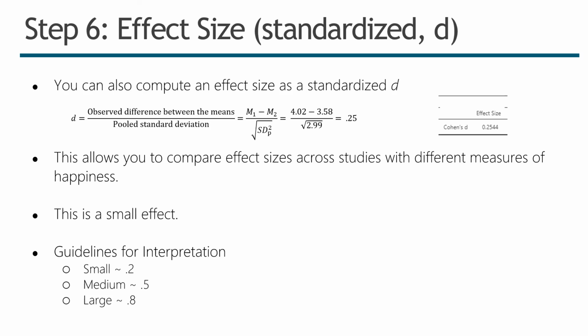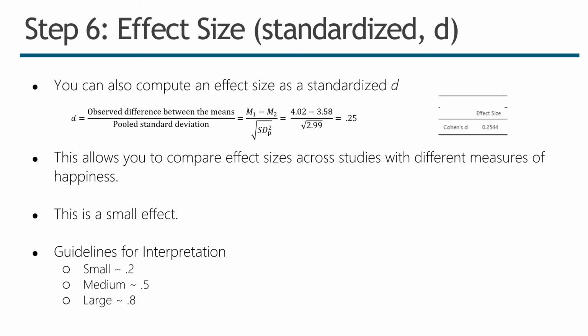a difference. Now, in addition to looking at raw scores, you can also compute an effect size as a standardized d. And the d we're using is computed as the observed difference between the means divided by the pooled standard deviation. And if you do those computations, you'll find that our d is 0.25. We also could get it from statistical output from many programs as well.